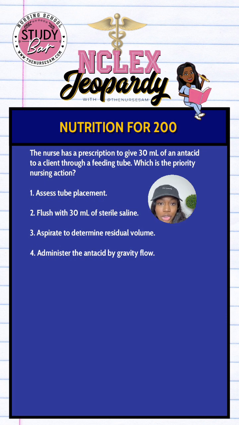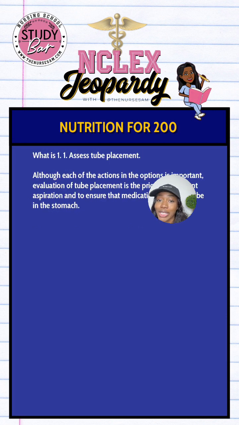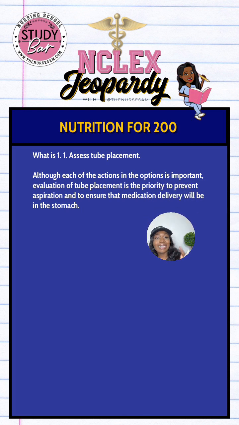And nutrition for 200, the correct answer is 1, assess tube placement. Who got that one? A lot of you guys got that one. Great job. If you didn't get it, and I see a lot of people were tied between 2s and 3s, the correct answer is 1, and we're going to go through why it's 1.